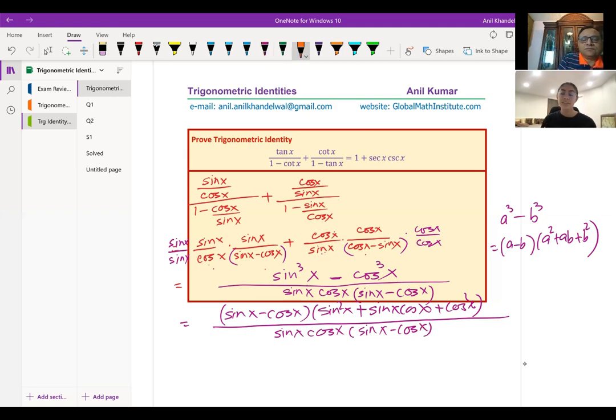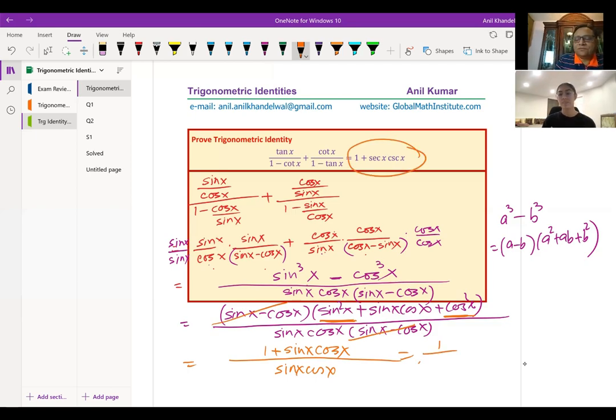Now, essentially, because we have a sine x minus cos x in the numerator and sine x minus cos x in the denominator, that will cancel. Your Pythagorean identity is sine squared x plus cos squared x, which equals 1. And so you now have 1 plus sine x cos x, and then you have your sine x cos x remaining. So essentially you will get your 1 plus your secant x cosecant x. Perfect.